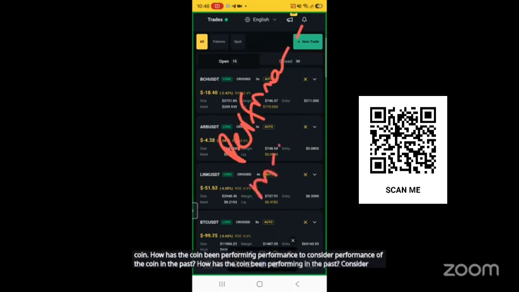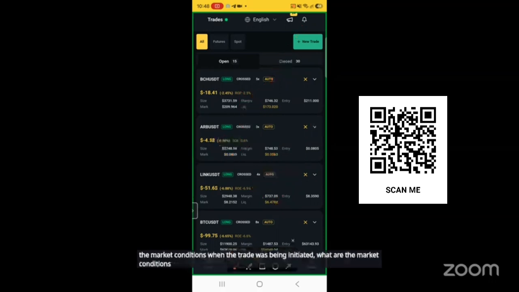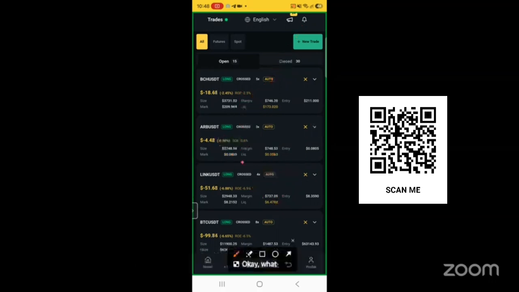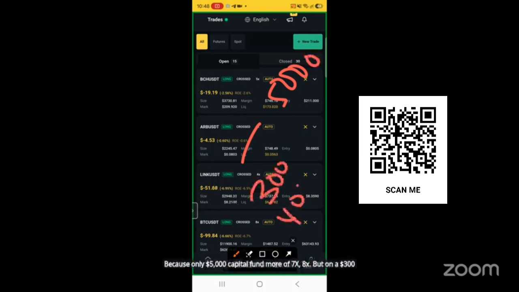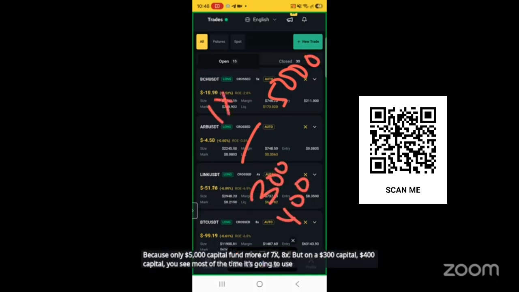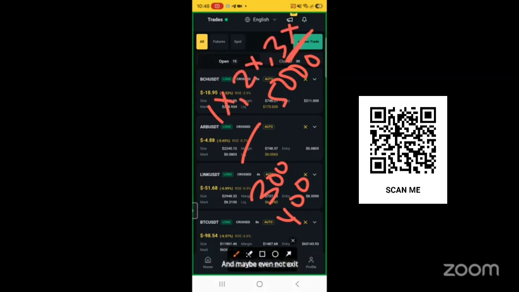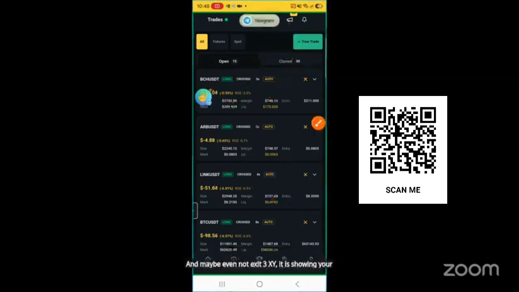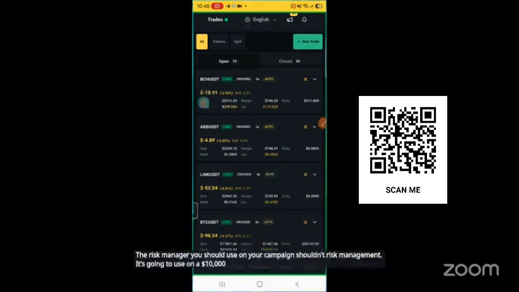It also considers the market conditions when the trade was being initiated. And what is the capital this person has? Because on a $5,000 capital, you'll find more of 7x, 8x. But on a $300 or $400 capital, most of it is going to use 1x, 2x, 3x, and maybe not even exceed 3x. Why? The risk management used on your capital shouldn't be the same as what it's going to use on a $10,000 capital. I hope we understand that.